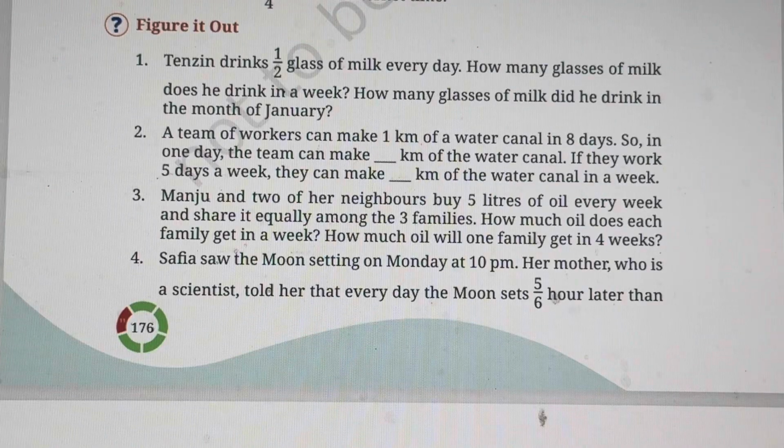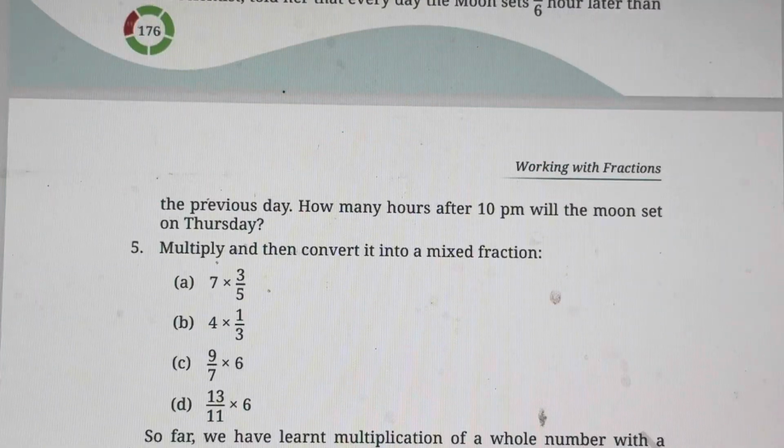Question number 4. Safia saw the moon setting on Monday. She saw it at 10 p.m. Her mother, who is a scientist, told her that every day the moon sets 5/6 hour later than the previous day. How many hours after 10 p.m. will the moon set on Thursday? That's the question asked.